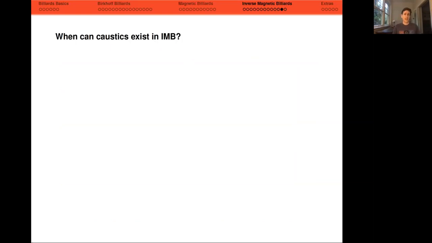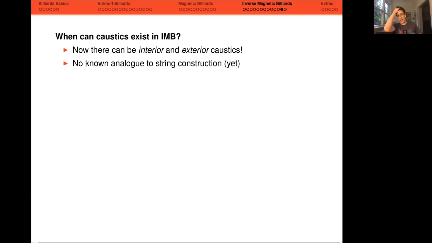So just like before, we can ask when caustics can exist in inverse magnetic billiards. What changes now is that there can be interior and exterior caustics, because now the trajectory is no longer restricted to being inside of our billiard table. But what we're going to focus on is interior caustics. At the moment, I don't quite have a proof for an analog of the string construction. This is something that, if any of you have any great ideas for, I would be happy to listen.